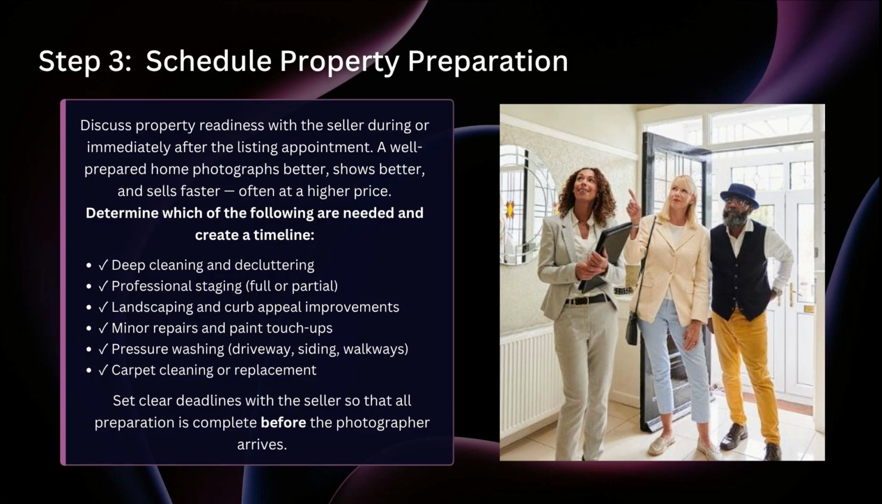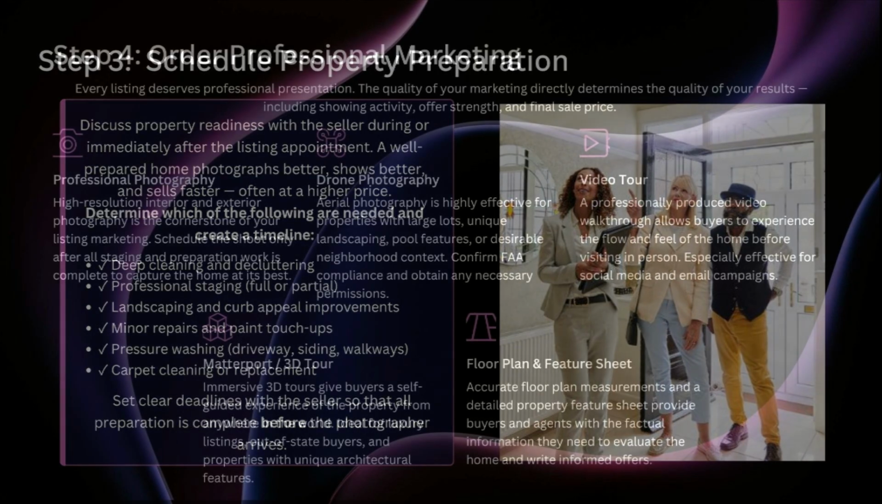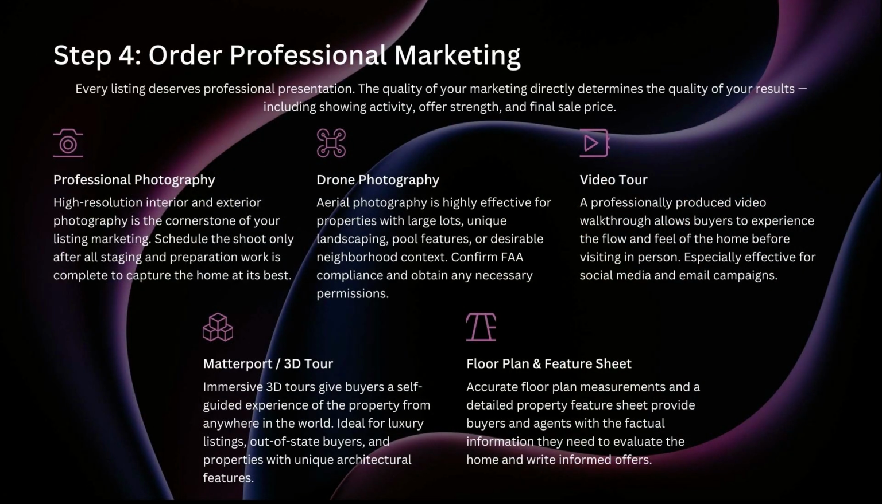Every property is different, so take the time to identify the items that will have the greatest impact on presentation and marketability. Once the needed improvements have been identified, create a timeline for completion. Having a clear plan and timeline helps keep everyone on track and ensures the property is ready for a successful launch. Step 4. Order professional marketing.